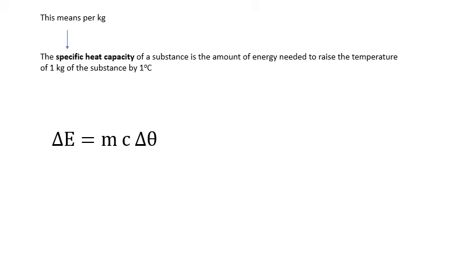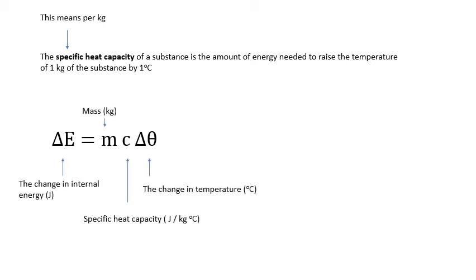And that's little c. In this equation, delta E is mc delta theta. Little c, that's the specific heat capacity. And that is the energy needed to raise the temperature of a kilogram by 1 degree centigrade. The specific heat capacity of a substance, like for example water or aluminium or copper or anything, is if you had a kilogram of it, how much energy would you need to raise its temperature by 1 degree? That's the specific heat capacity.